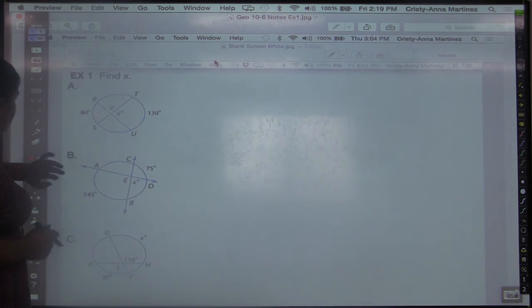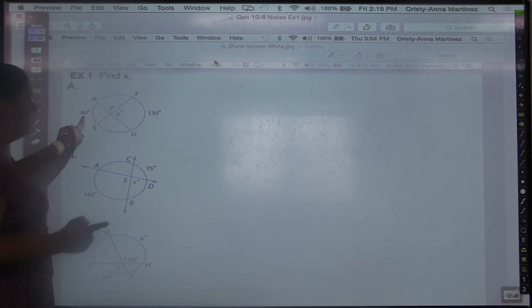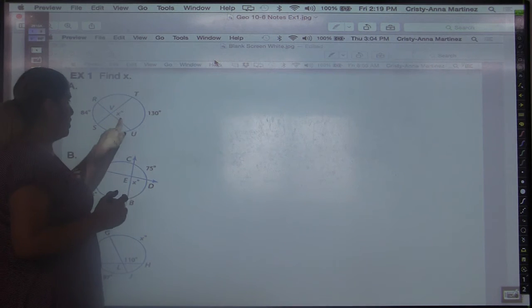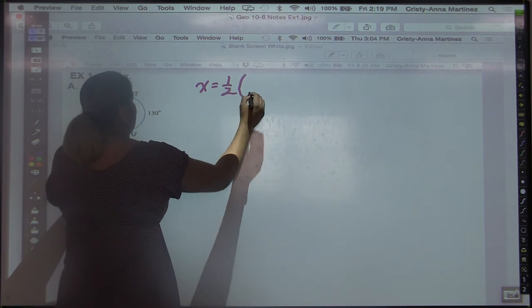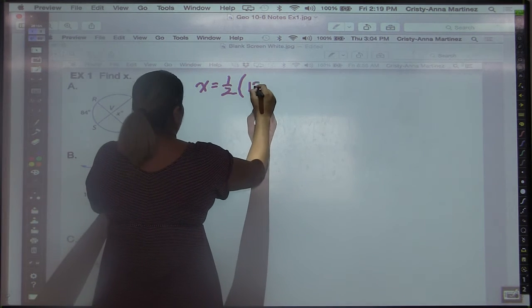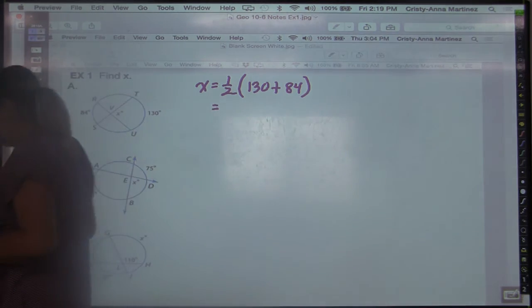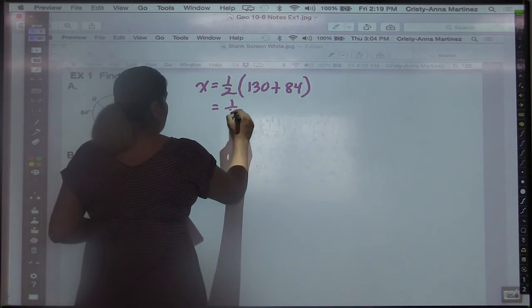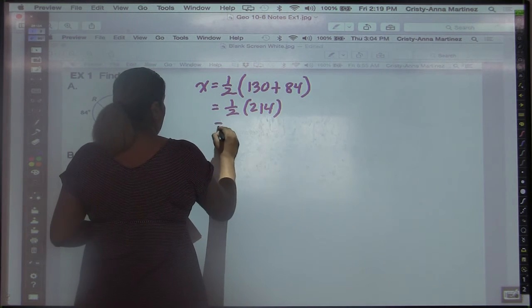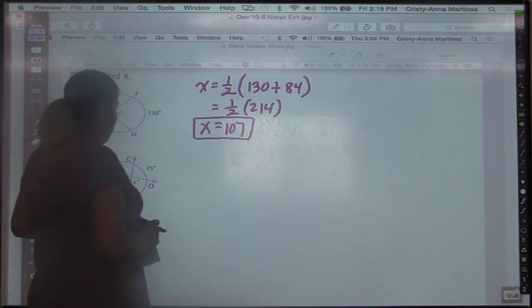To find x, according to theorem 10.12, if you take these 2 arcs, add them together and divide by 2, it should equal x. So the value of x should equal 1/2 the sum of 130 plus 84. If we add the 130 and the 84 first, we get 214. Then if you take the 214 and divide it by 2, x will equal 107. Not very complicated, but there you go.